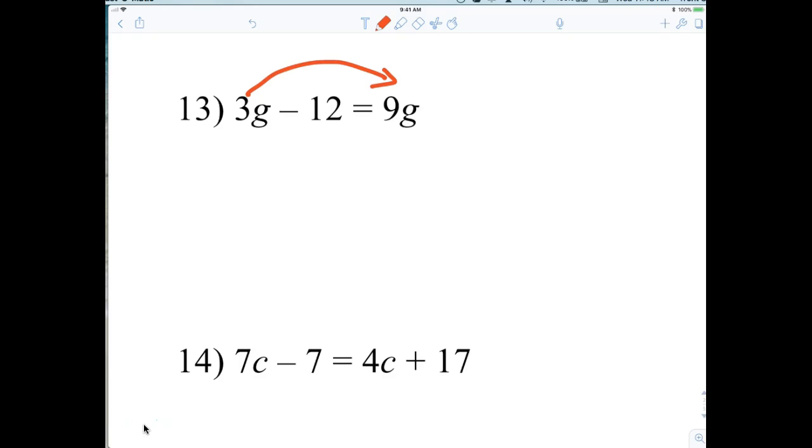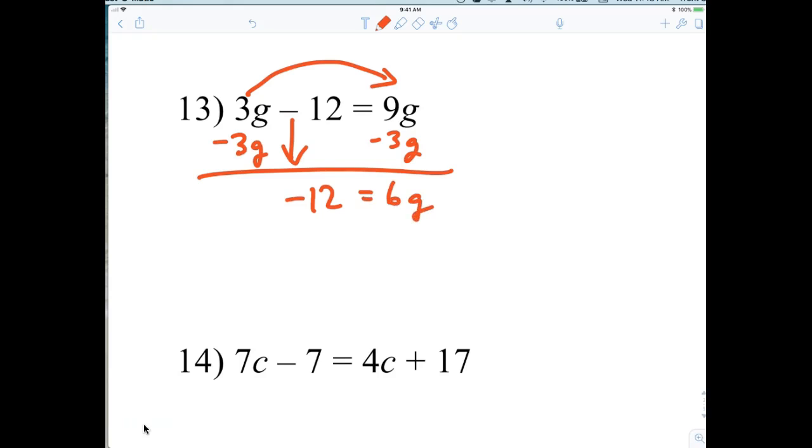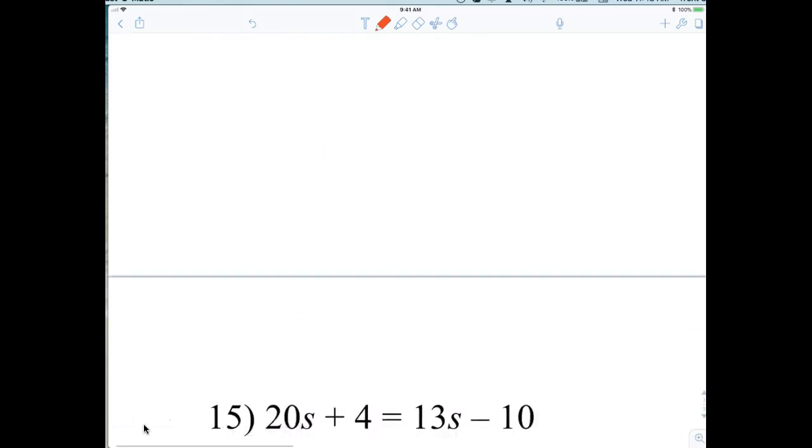And when I do that, what do I have to do to the 3G? Subtract. All right, so I'm just going to put that down so everybody can see it. Now, what do most people forget to bring down? Not just the 12, but the negative 12. That's where most people make a mistake. Negative 12 is equal to 6G. So G equals negative 2. Is everybody with me on this? Everybody happy? All right, so let's flip to 15, please.